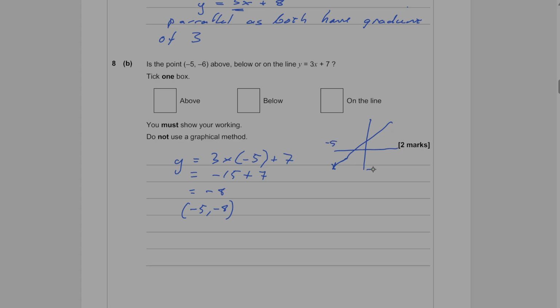Minus 5, minus 8. And we're asking about the coordinate minus 5, minus 6. So it would be above.